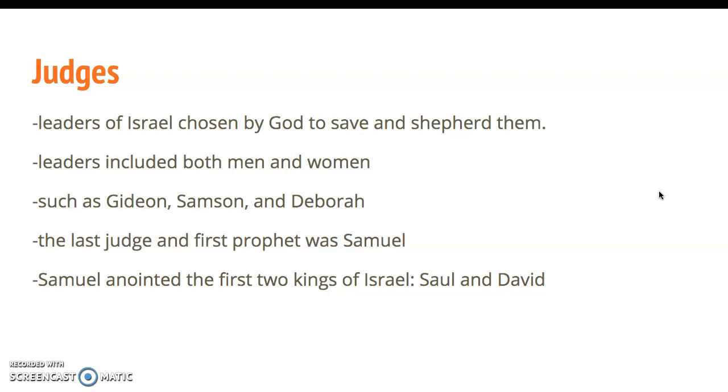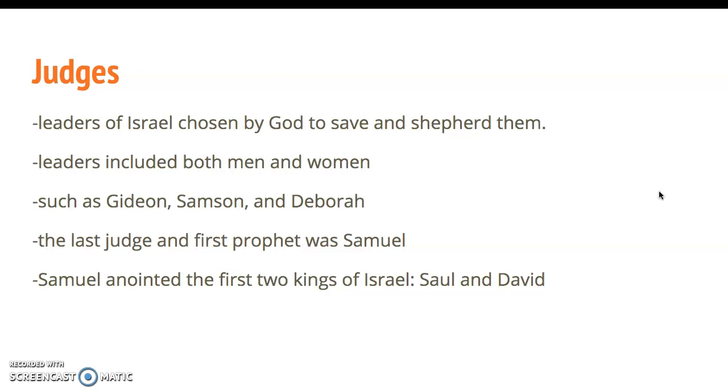He allows them to be conquered. He raises up a judge, a leader to help save them. They turn back to worshiping God. And then after a couple of years, they go back into that pattern. It's just a vicious cycle that keeps on going. Leaders included both men and women. You're going to have people like Gideon, Samson, Deborah.